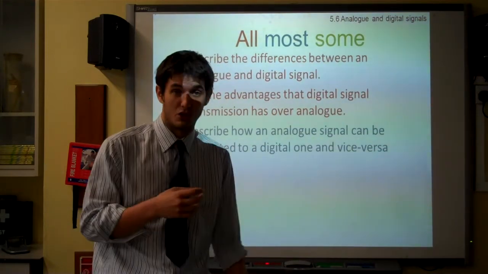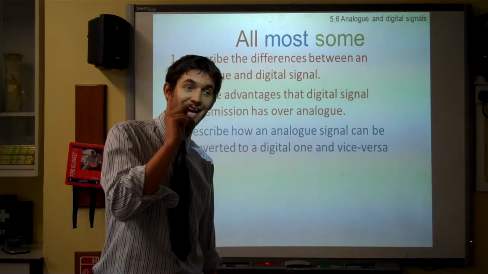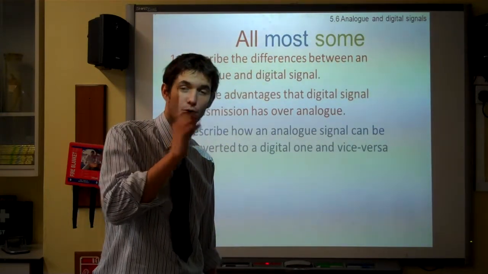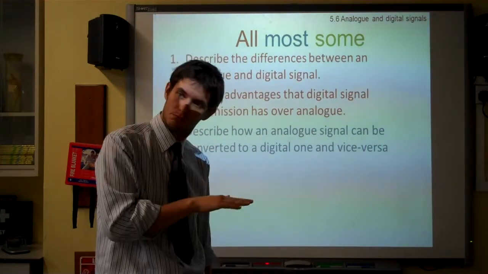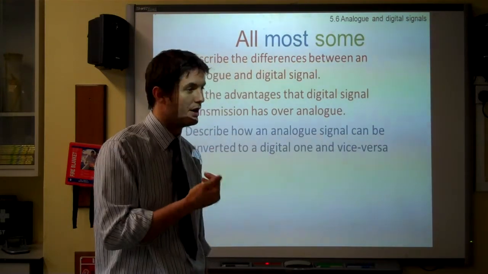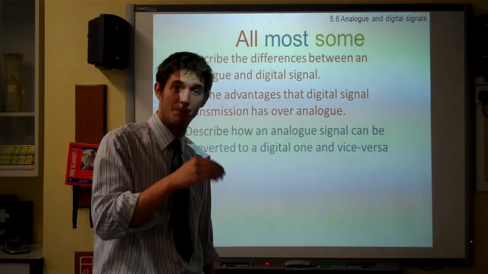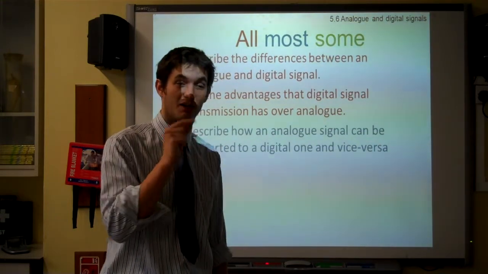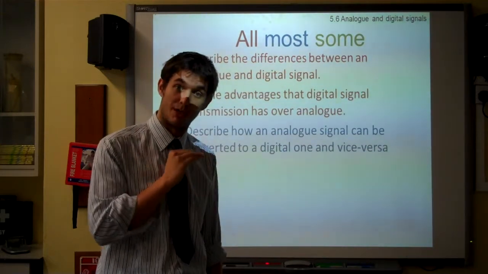A digital signal could be like Morse code. If you think of Morse code, it's either dots or dashes or nothing. So it's either high, the beep, or nothing, low. So I could send the message beep, beep, beep, beep, beep, beep, beep, beep, beep. That's SOS in Morse code. The beeps, me going beep, that is a high, and the silence in between is a low.